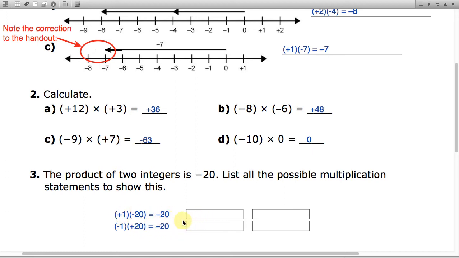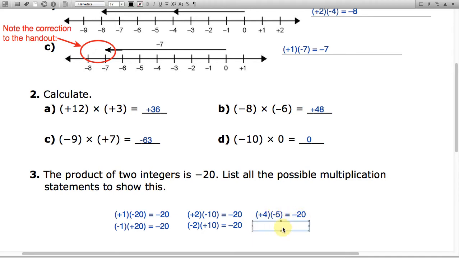Now as well as 1 going into 20, so does 2. So positive 2 times negative 10 would give us negative 20. And also negative 2 times positive 10 would give us negative 20. And as well, there is also 4 will go into 20 5 times. Positive 4 times negative 5 is negative 20. And now switching the signs, negative 4 times positive 5 will also give us negative 20.